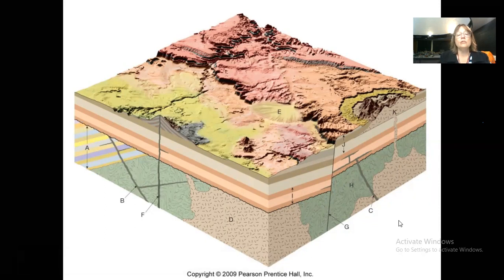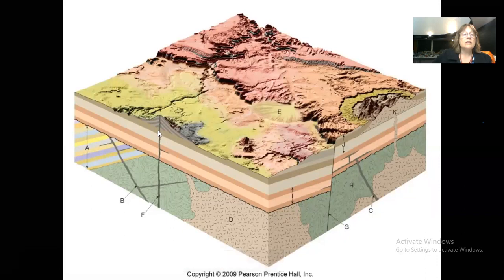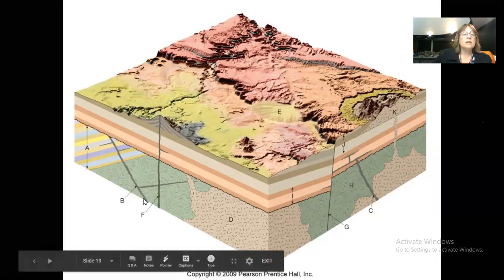One other thing to note, this goes back to our first lesson. There are many dikes and sills in this diagram also. So this is a dike and this is a sill. This is a dike, this is a dike, and these are sills. These little things right here are sills as well.